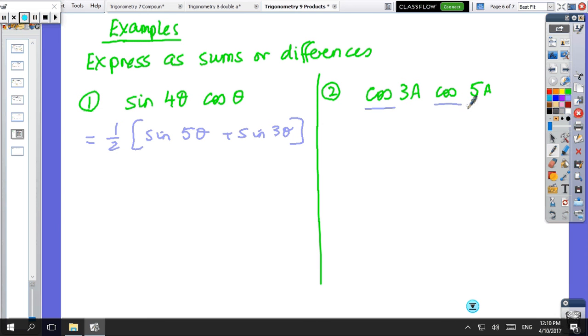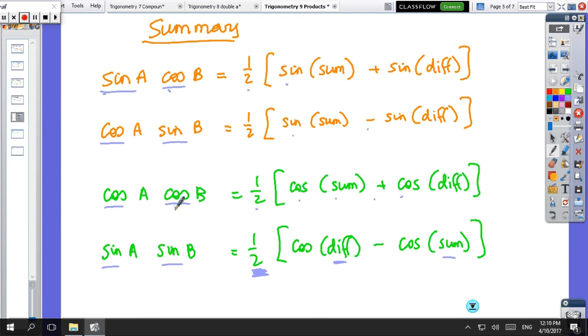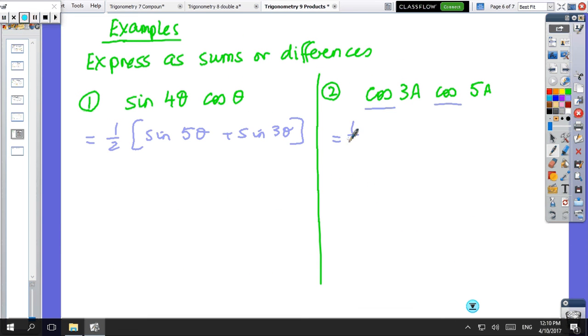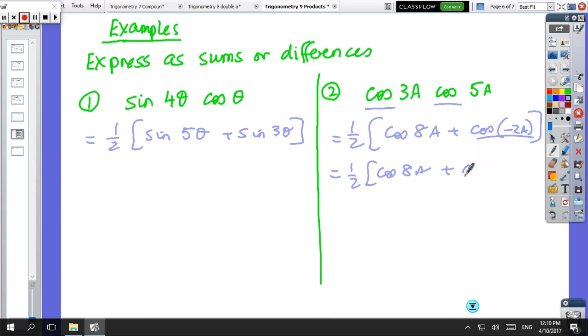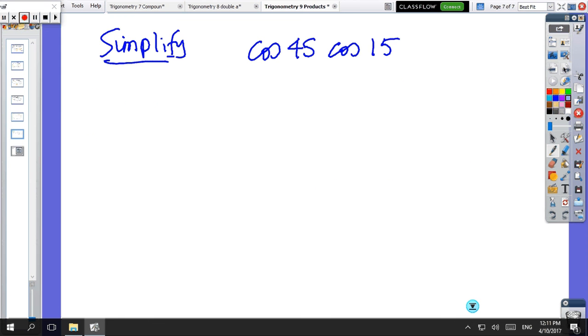Okay, so next one is going to be a cos question. So a cos question is half cos the sum plus cos the difference. So it's going to be half cos the sum plus cos the difference, and cos 8a. So cos of minus 2a will be the same as cos of 2a, and we're done.